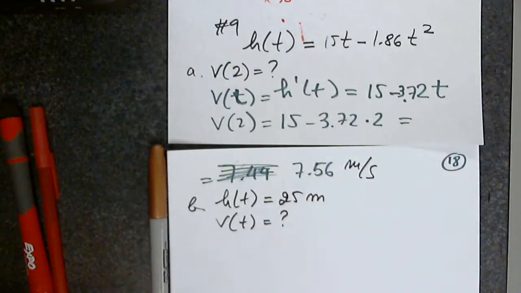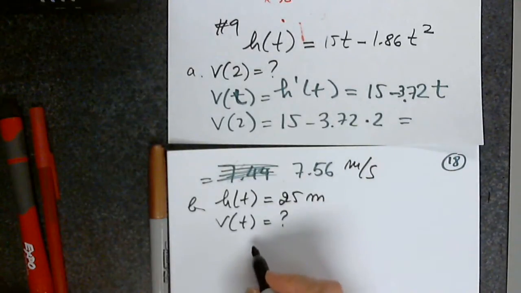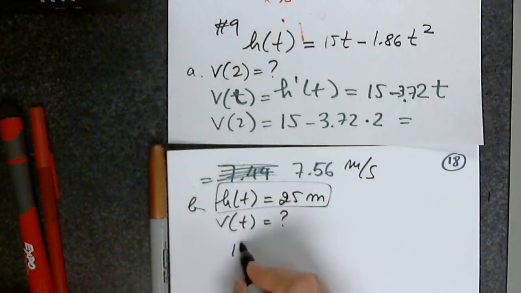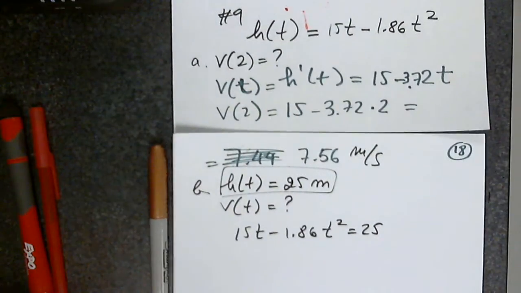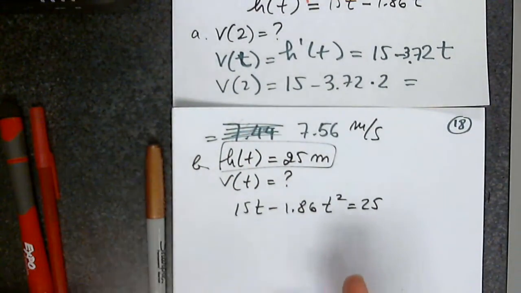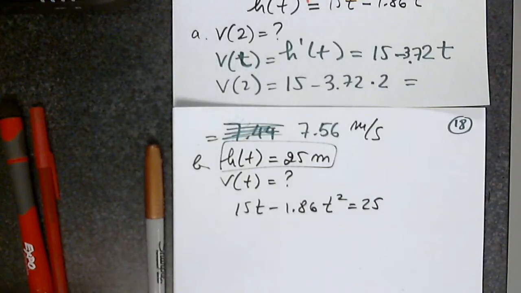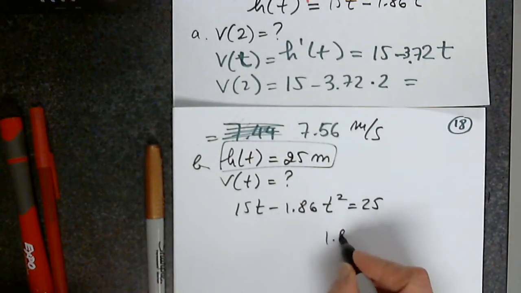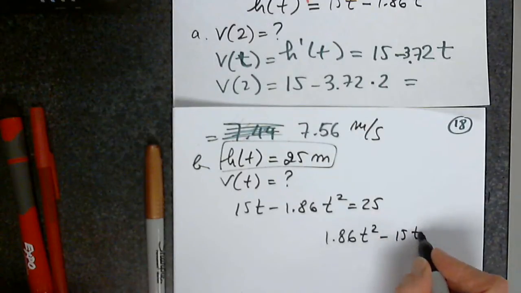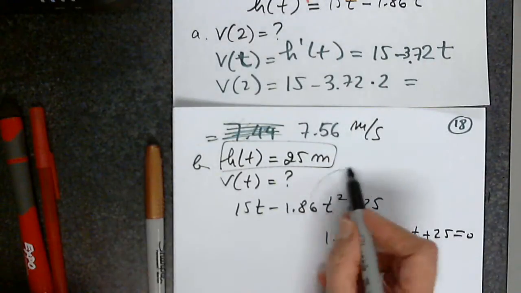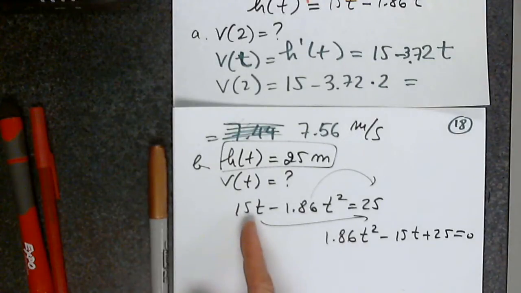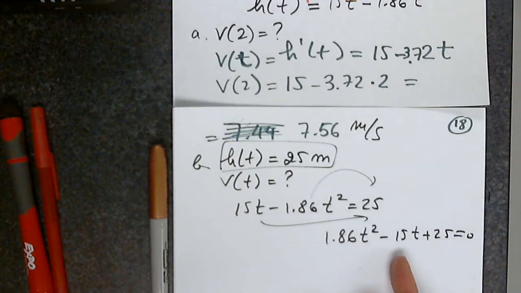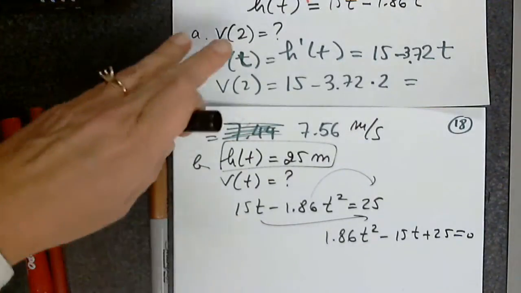So you're going to find at what time. Exactly. So I have to solve this equation first: 15t minus 1.86t squared equals 25. What type of equation is this and how do I solve it? Quadratic, so I have to set it equal to 0. 1.86t squared minus 15t plus 25 equals 0. I move this to the other side, I move this to the other side. When I move negative 1.86t squared to the other side, it becomes positive. When I move 15t to the other side, it becomes negative. And then I will solve for t.